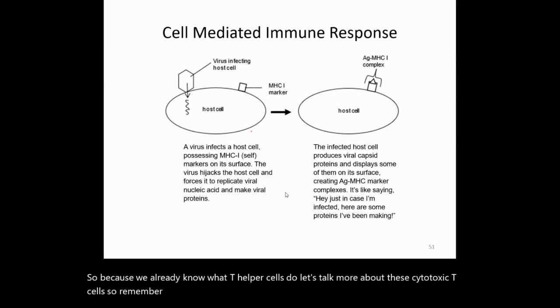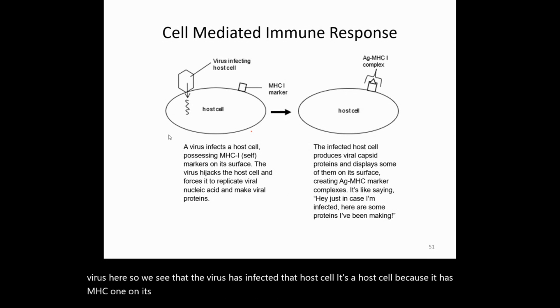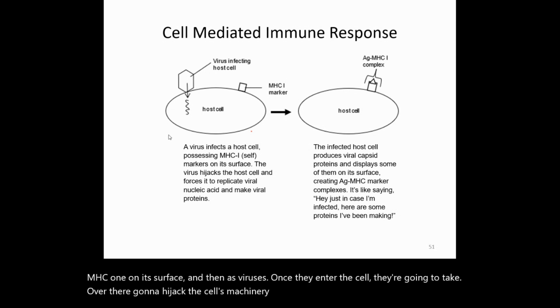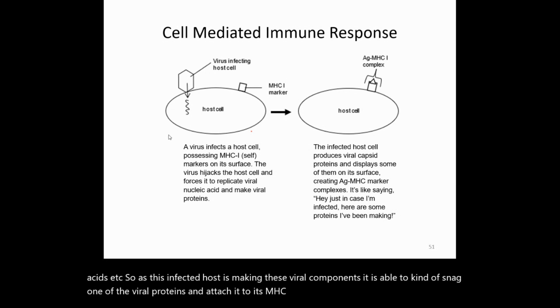So remember, our T cells are targeting intracellular pathogens, so we're going to use a virus here. We see that the virus has infected that host cell. We know it's a host cell because it has MHC1 on its surface. And as you know, viruses, once they enter the cell, are going to take over. They're going to hijack the cell's machinery and start producing viral proteins, viral nucleic acids, etc. So as this infected host is making these viral components, it is able to snag one of the viral proteins and attach it to its MHC1 and present it.